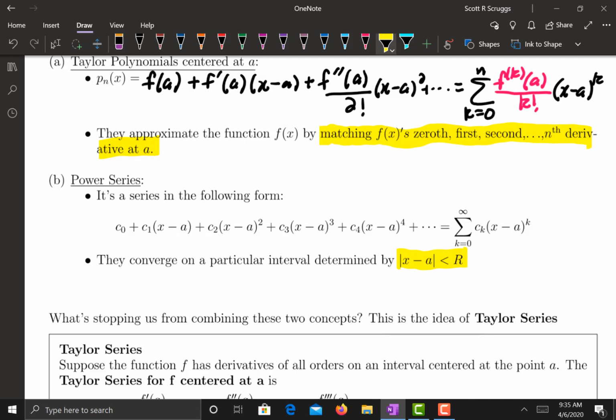And if you recall, this essentially forms an interval because I can always rewrite absolute value of x minus a less than r as negative r less than x minus a, which is less than r. And if I add a to both sides, I can rewrite that as a minus r less than x less than a plus r. And if you recall, this forms an interval.